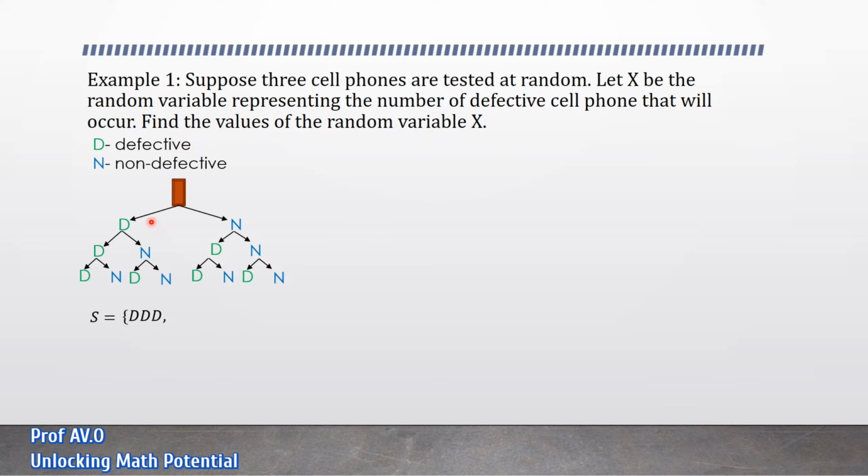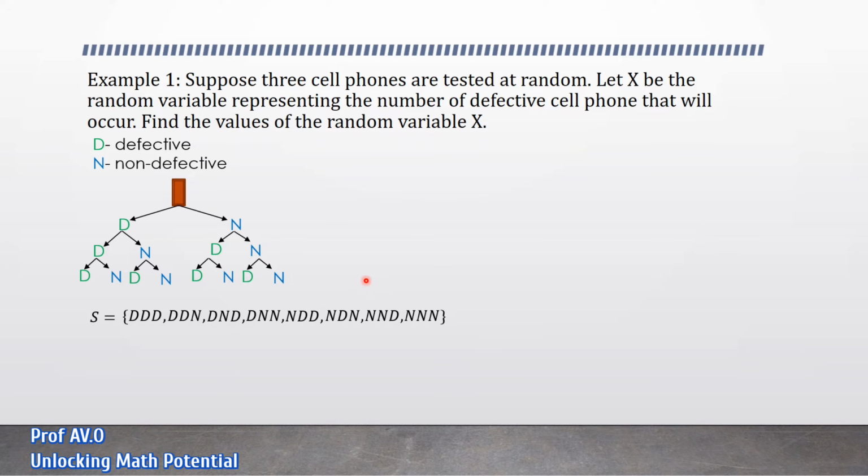Second outcome we have D, D, N. Third outcome we have D, N, D. Fourth outcome we have D, N, N. And for our fifth outcome, just follow the arrows: N, D, D. Next outcome we have N, D, N. Next outcome we have N, N, D. And for our last outcome, we have N, N, N.